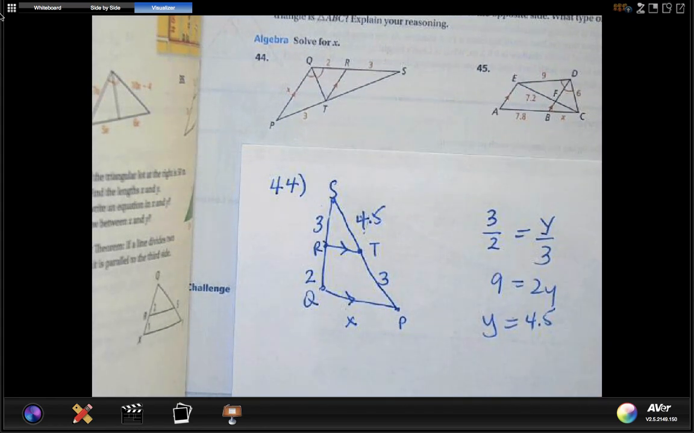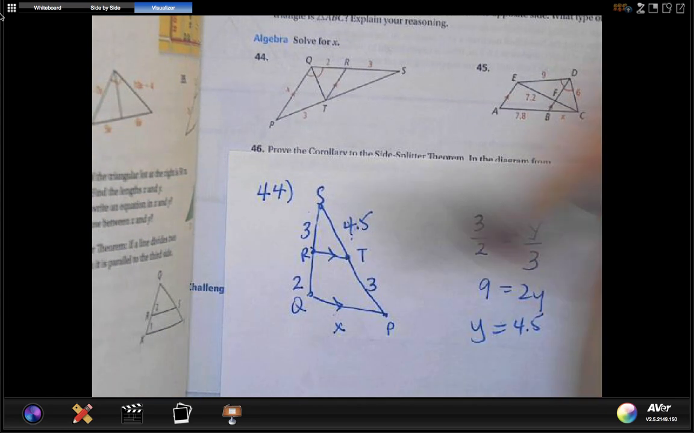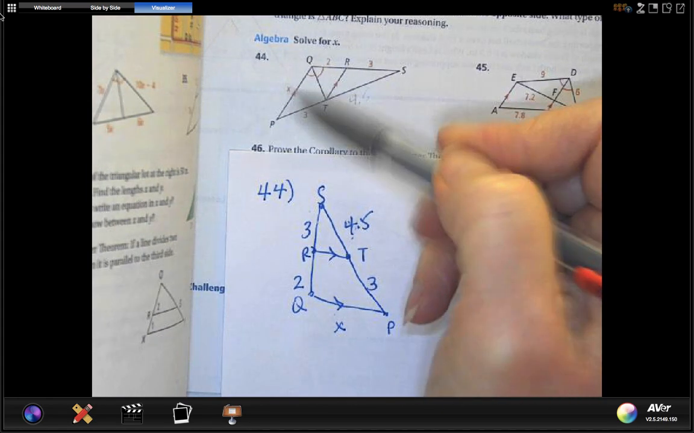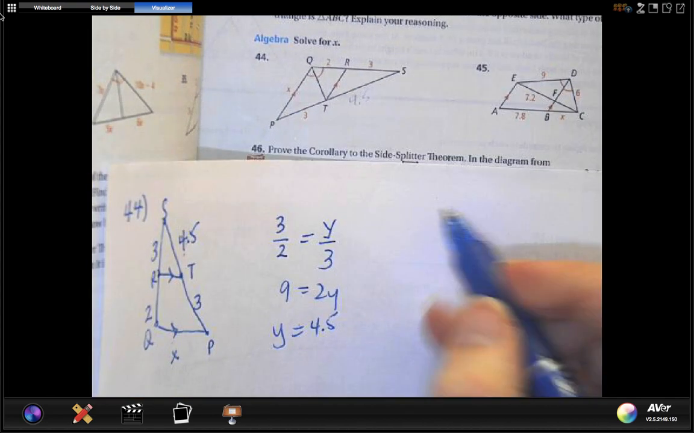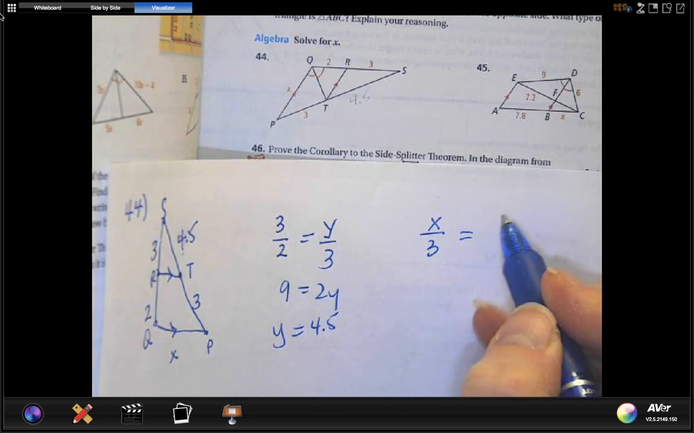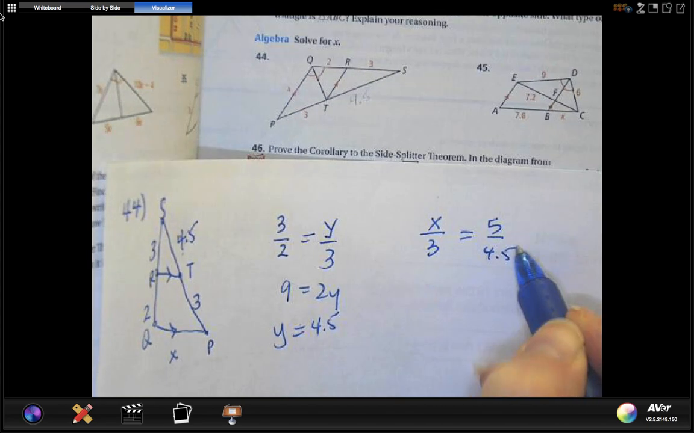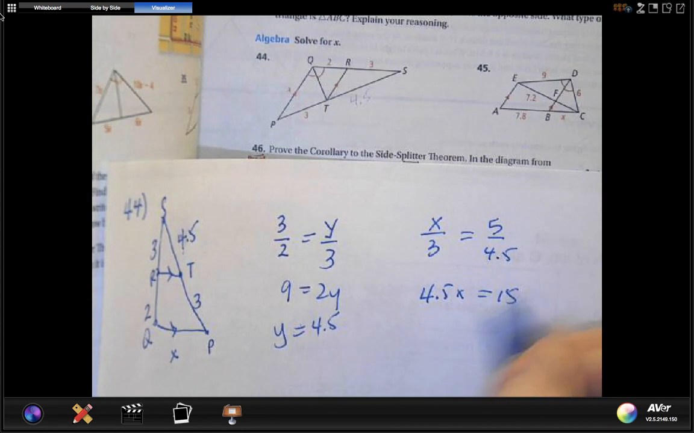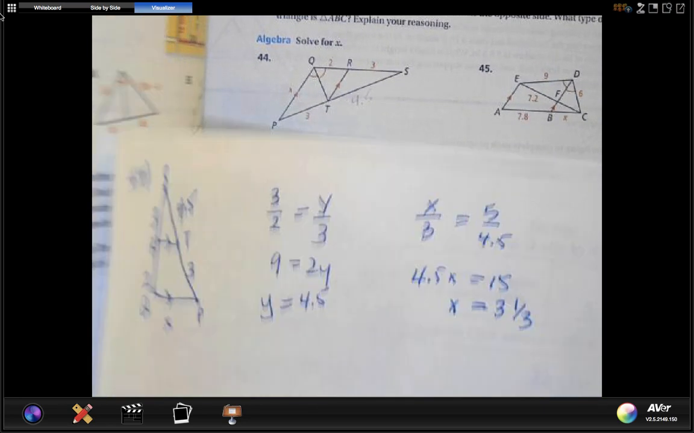So now I'm going to go back here. This piece right here is 4.5. So now I can use that angle bisector idea. So I've got x over 3 is equal to 5 over 4.5, because this is 5 here, 3 and 2. Cross multiply, 4.5x is equal to 15. x ends up being equal to 3, like 3 1/3. Okay? Alrighty. That takes care of that section.